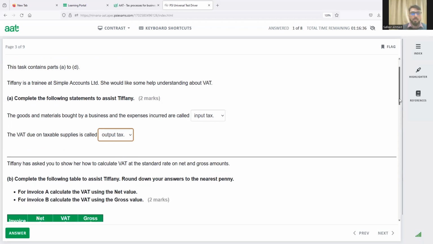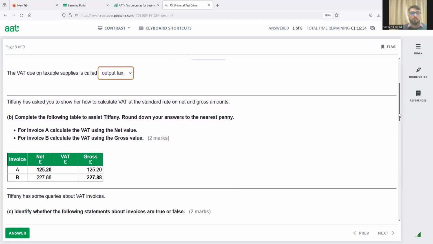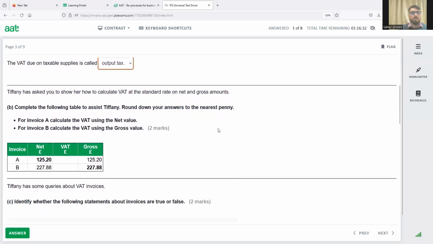Okay, let's move on to the next part of this task. Tiffany has asked you to show her how to calculate VAT at the standard rate on net and gross amounts. So complete the following table to assist Tiffany. Round down your answer to the nearest penny. Now that's very important. When they say round down your answer to the nearest penny, it means that if it is 10.899, you will make it 10.89. So, to the nearest penny.